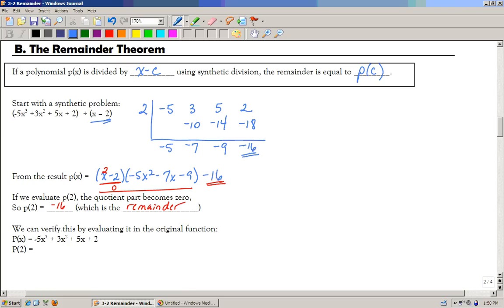If you do this longhand by plugging the 2 into our function, plug in 2 every time you see an x in the original equation, and you evaluate each individual term. So 2 cubed is 8, 8 times -5 is -40, 2 squared is 4, 4 times 3 is 12, 5 times 2 is 10, an additional 2. If you add up -40 plus 12 plus 10 plus 2, that will equal -16. The same answer as if you divide by 2 in synthetic division and look at the remainder.